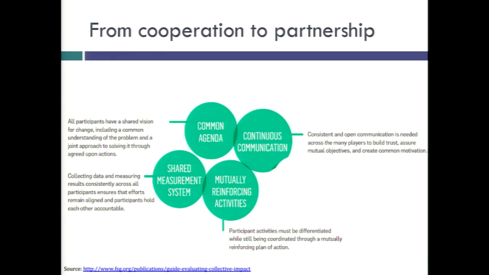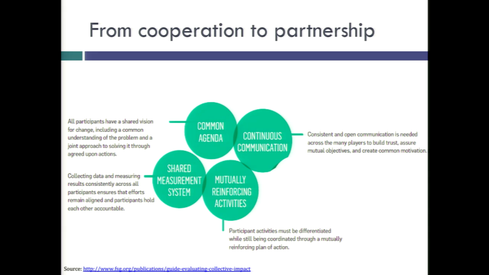Great. So I just threw this in there in case it's useful. This is from a document that focuses on what is needed to move the needle from, say, two different organizations cooperating with one another to an actual partnership. Some of the necessary ingredients are having a common agenda for the issue. So both or multiple groups have to have a shared vision for change and a common understanding of the program and issues from multiple perspectives, and then a joint approach to solving it.